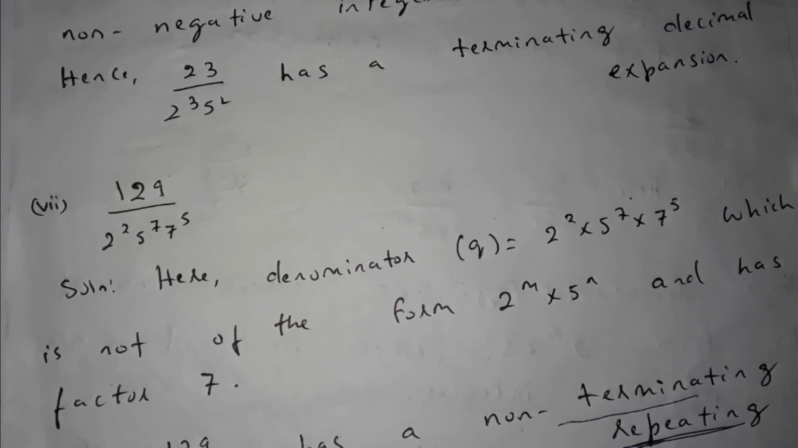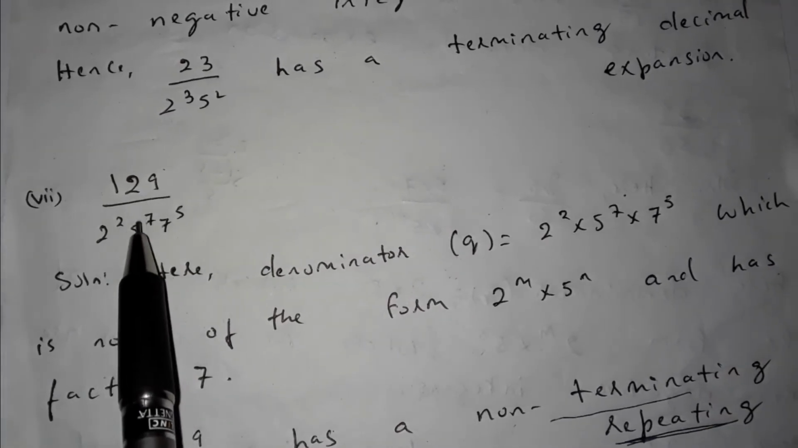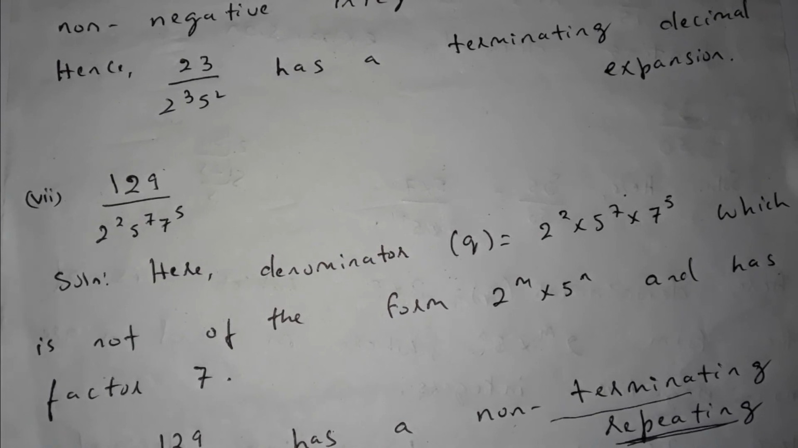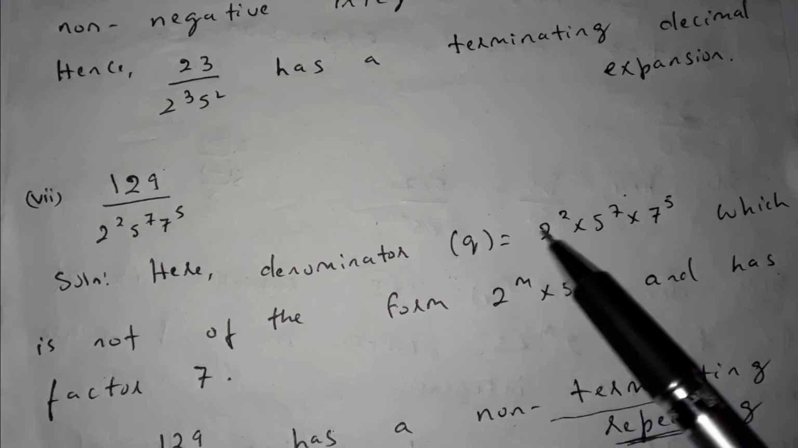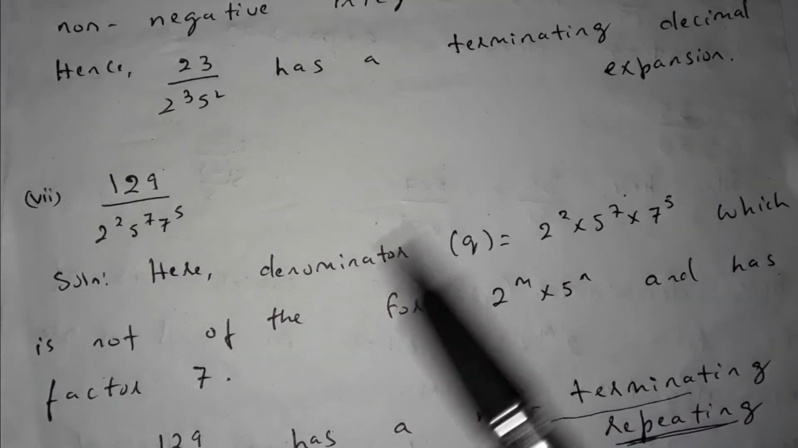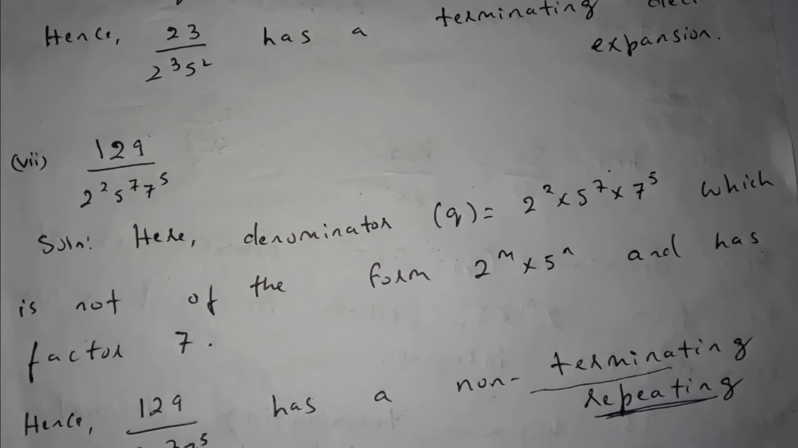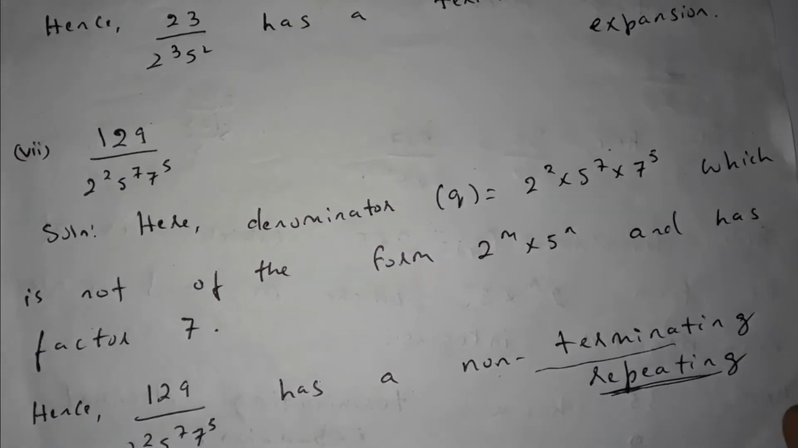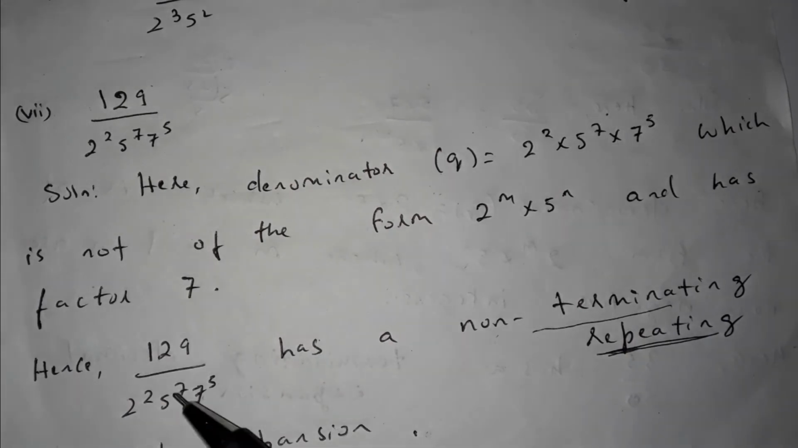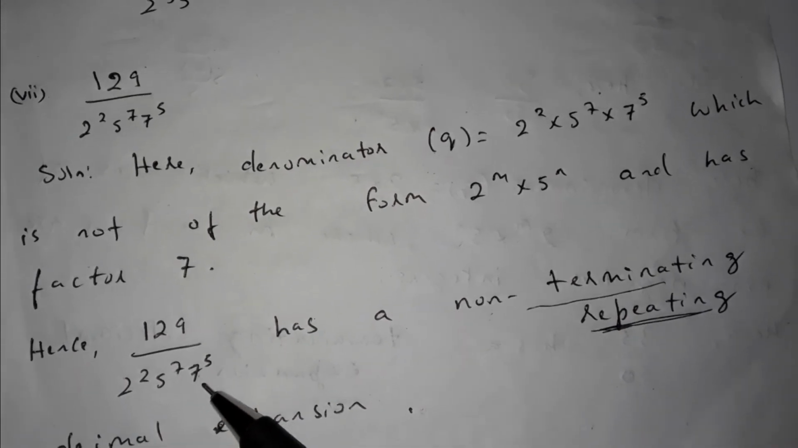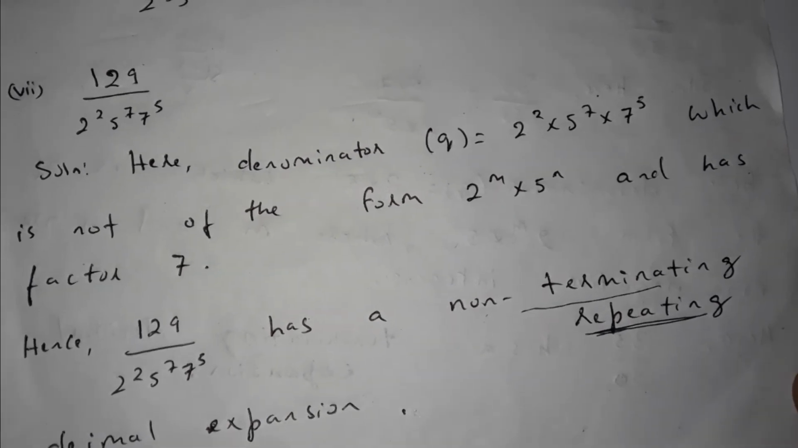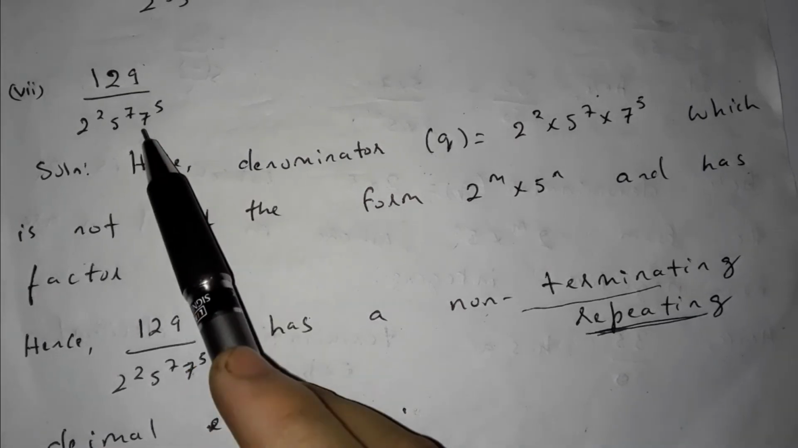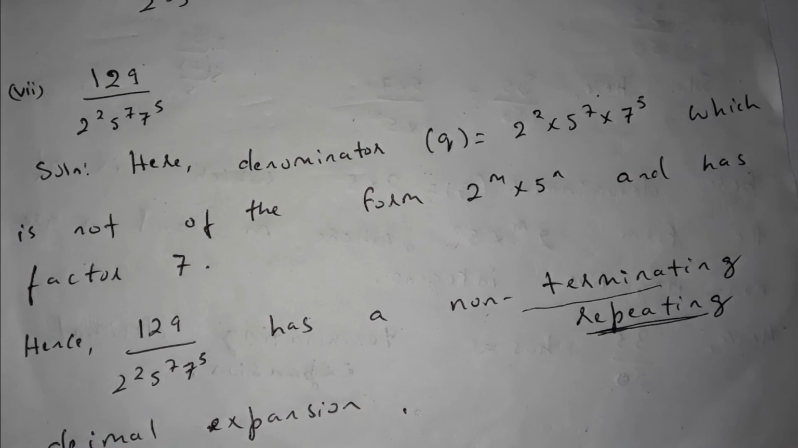Number 7. 129 by 2 square 5 to the power 7 and 7 to the power 5. This is non-terminating. Why? Because of the existence of 7. The denominator is 2 square, 5^7, 7^5, which is not of the form 2^m into 5^n and has the factor 7. Therefore, this number has a non-terminating repeating decimal expansion. Simple. Because of the existence of 7, it is not a terminating decimal.